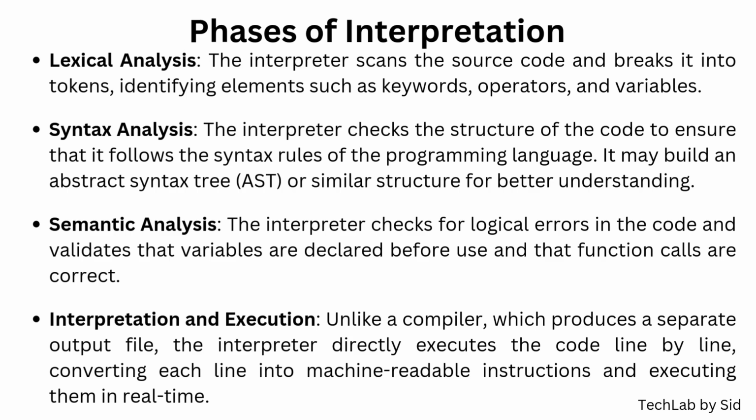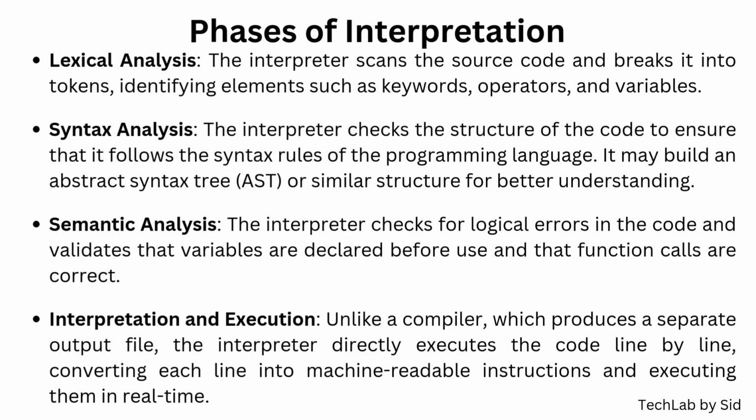Phases of interpretation. Lexical analysis. The interpreter scans the source code and breaks it into tokens, identifying elements such as keywords, operators, and variables. Syntax analysis. The interpreter checks the structure of the code to ensure that it follows the syntax rules of the programming language. It may build an abstract syntax tree, or AST, or similar structure for better understanding.